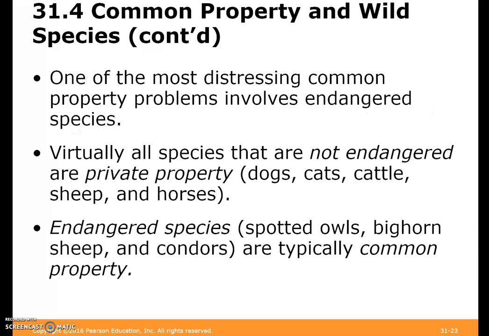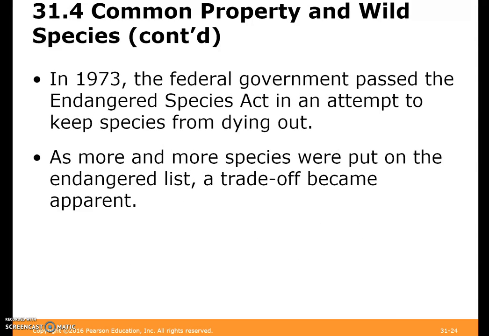And you could think about a common example of common property problems: endangered species, right? Virtually all species that are not endangered are private property. You could think of dogs, cats, cattle, sheep, horses, right? But endangered species are typically common property. So how do we protect endangered species when there inherently isn't this private incentive? Well, that is sort of a problem that we need to think about.